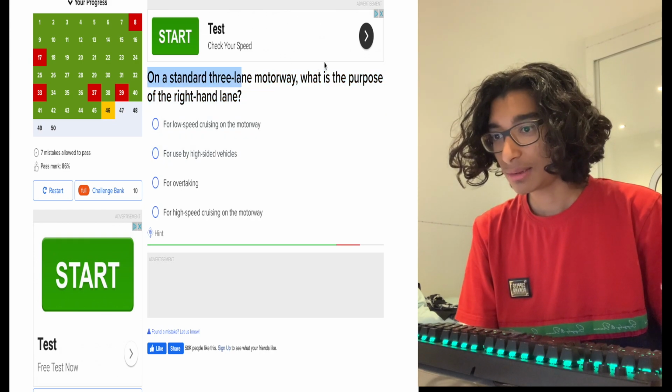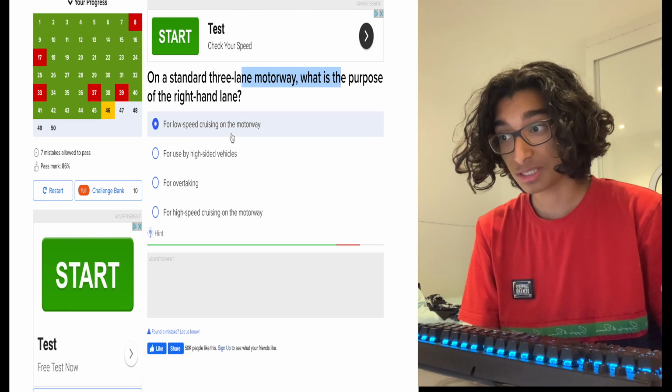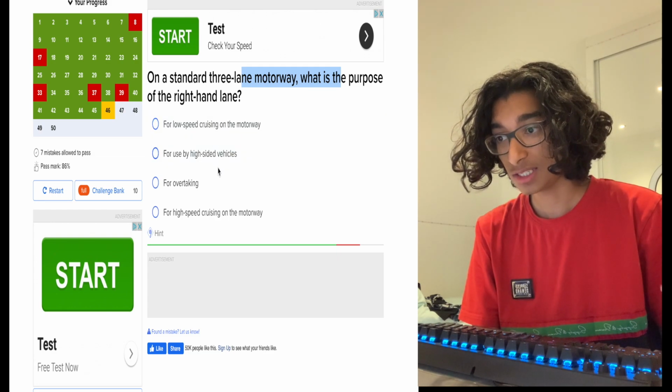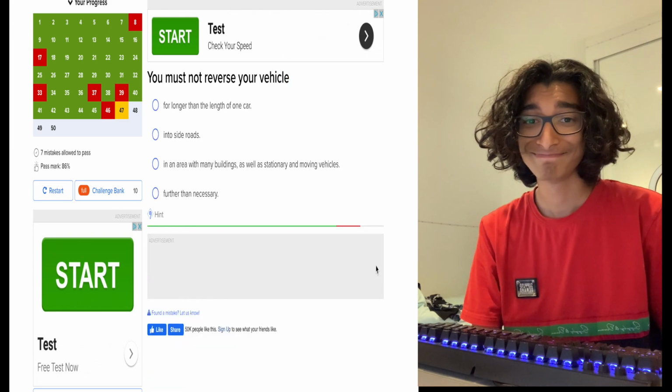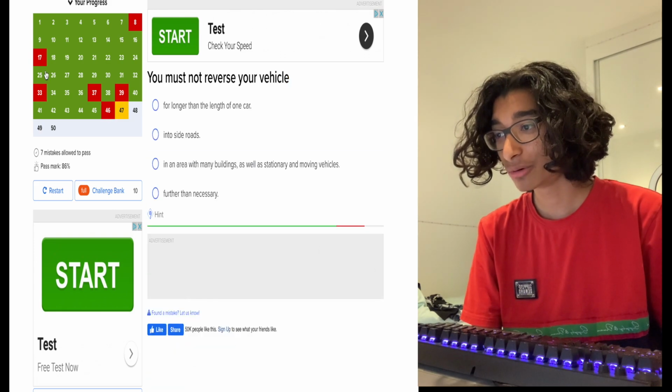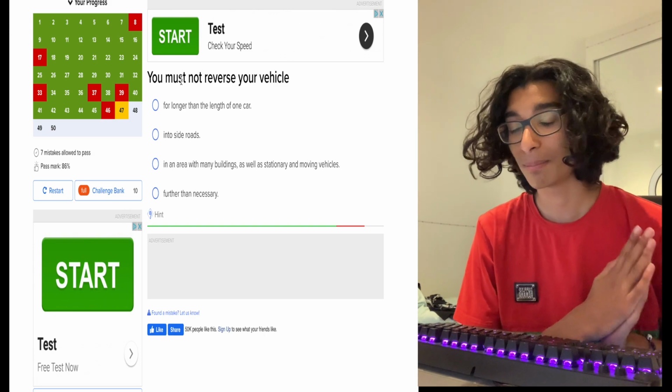On a standard three-lane motorway, what is the purpose of the right-hand lane? For low-speed cruising? No, it's not low speed, I made that mistake before. For use by heavy vehicles? No. For overtaking. For high-speed cruising? No. Please do not make another mistake, please.